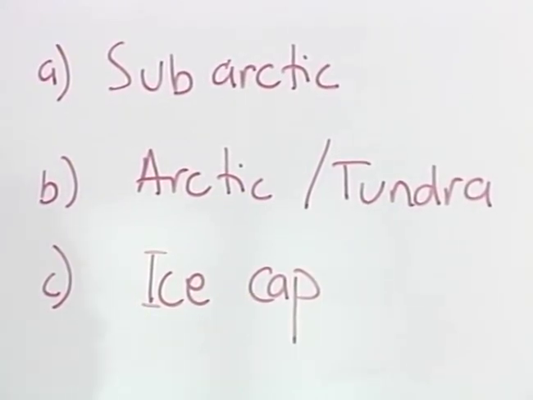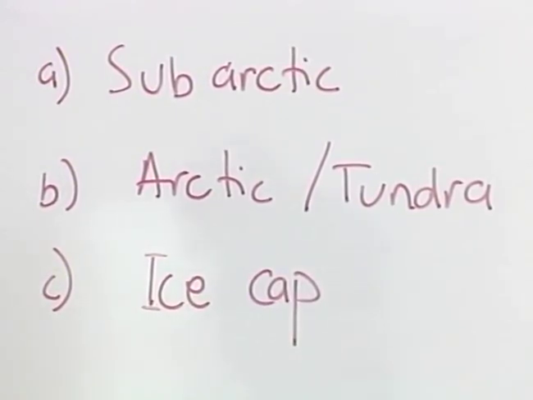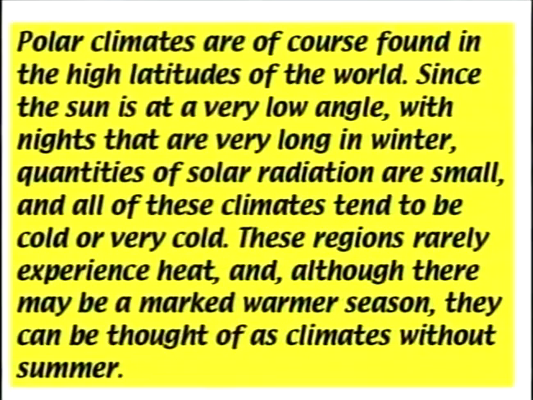Let's look at each one of them and see if we are able to recognize the characteristics and also some of the important features of those 3 different climates. The introduction to the work on polar climates from the monitor reads, polar climates are of course found in the high latitudes of the world. Tropical climates are found in the low latitudes of the world. Polar climates are found in the high latitudes.